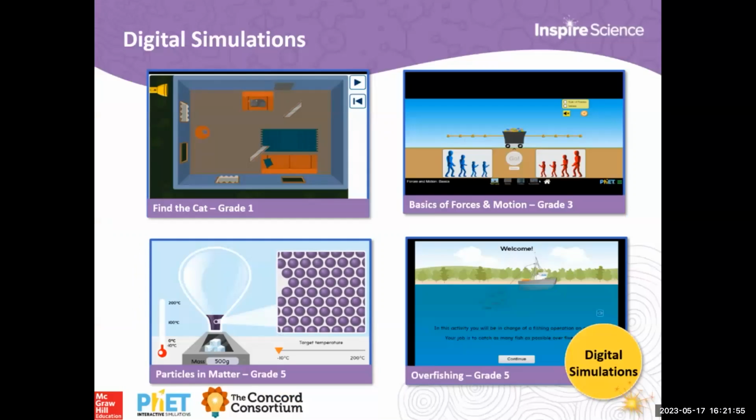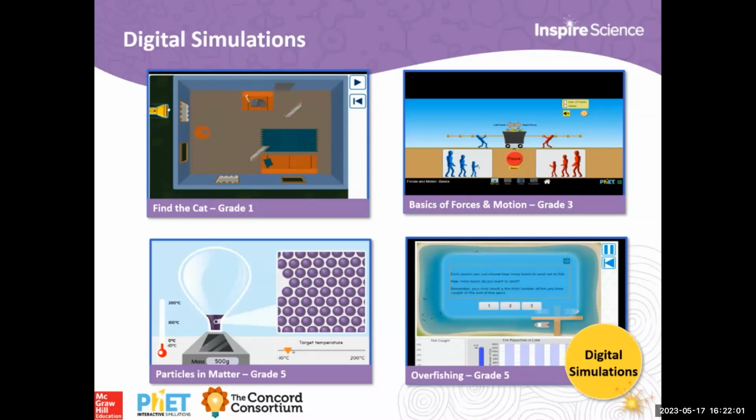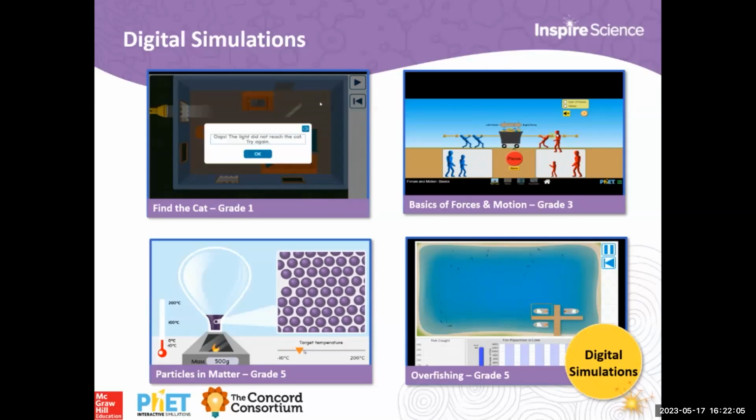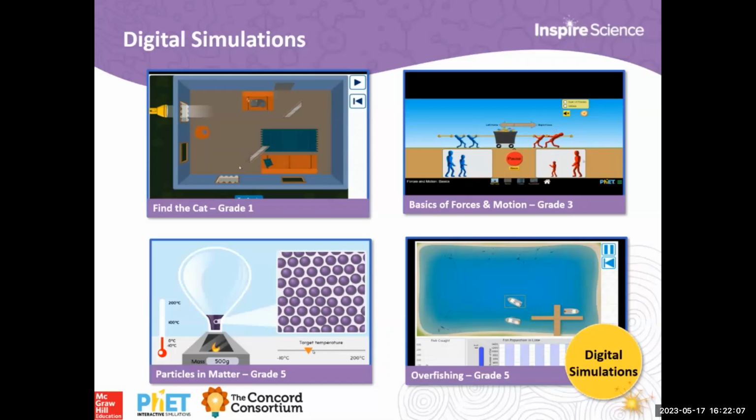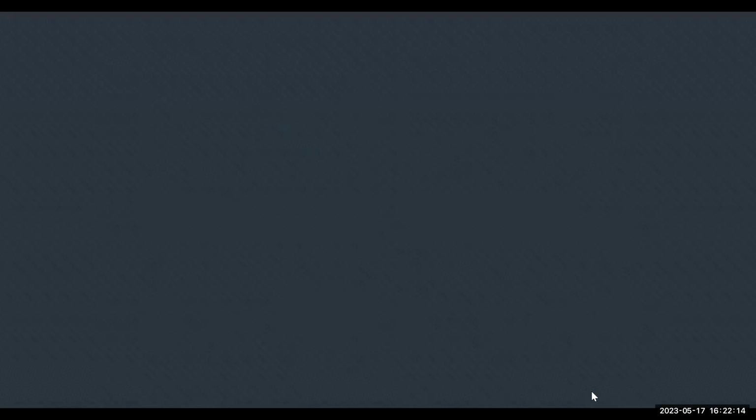So inquiry opportunities, trying to figure out what's going on with phenomena. But does it have to be a hands-on opportunity every single time in a phenomena-based classroom? No. It could be a virtual lab or simulation. And so simulations are critical, or very helpful, I should say, in a phenomena-based classroom. I happen to have one up and running here. And so let's take a look at this one.